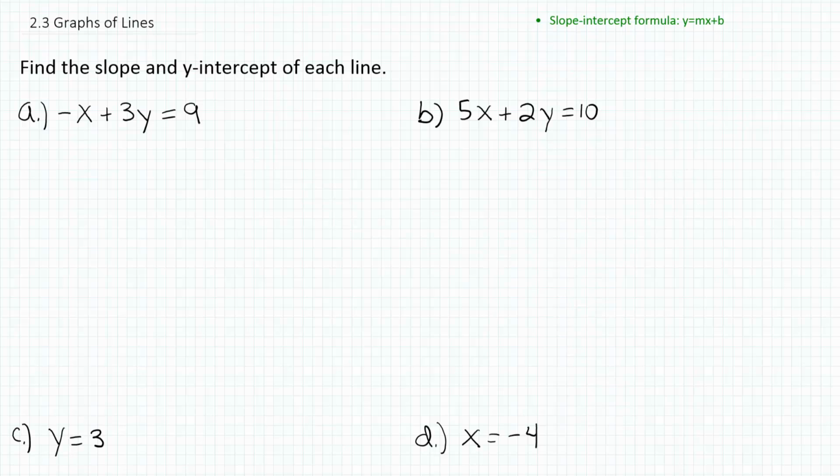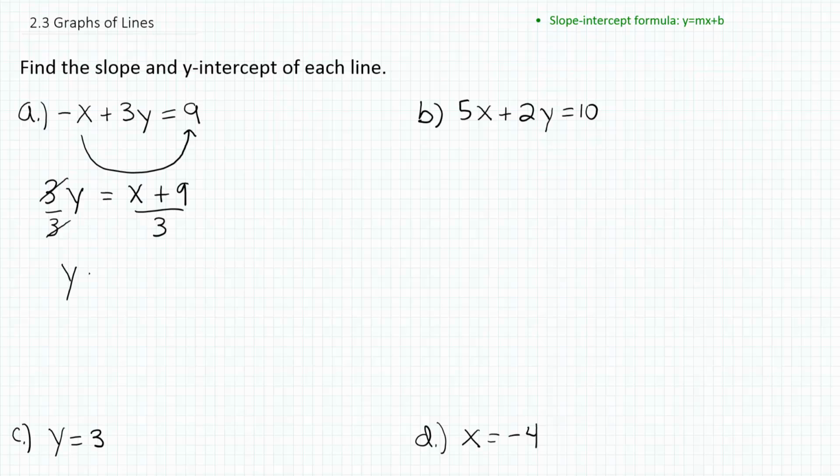All right, so to solve for y, I'm simply going to add x to both sides, or in other words, move the x over to the right-hand side. Remember, when you do that, you change the sign of the variable, right? So it's going to be plus 3y is equal to positive x plus 9. Then from there, all I want to do is divide both sides by 3 to get the y by itself. So I'll divide 3 here and then divide this by 3.